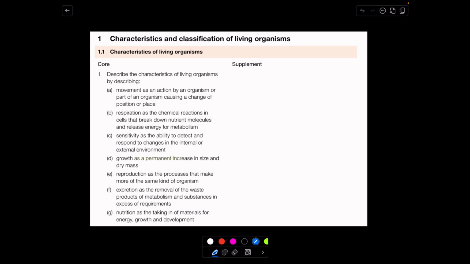Now, the first thing the specification wants from you is to be able to know the characteristics of living organisms. Now, there's 7 of them, and they're sort of classified or grouped into the acronym Mrs. GREN. Now, you must have heard this before. Mrs. GREN is just basically linking each letter of the 7 characteristics, okay?